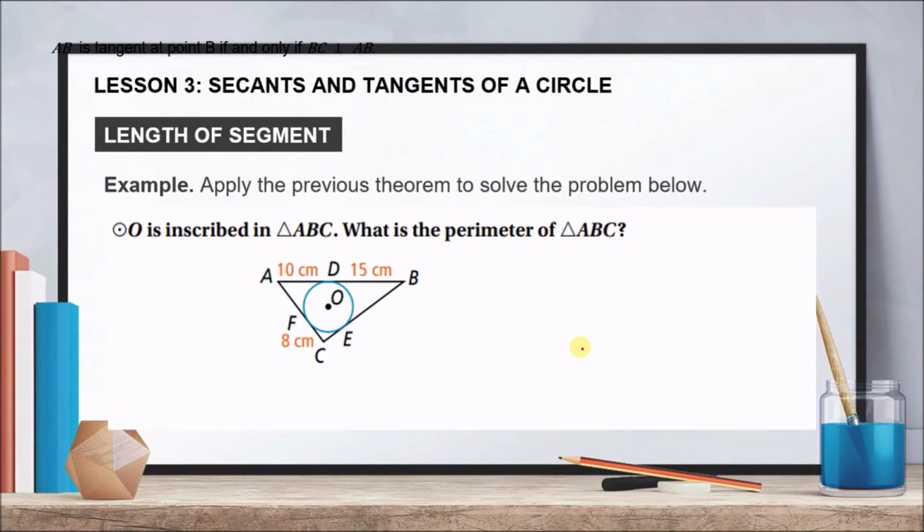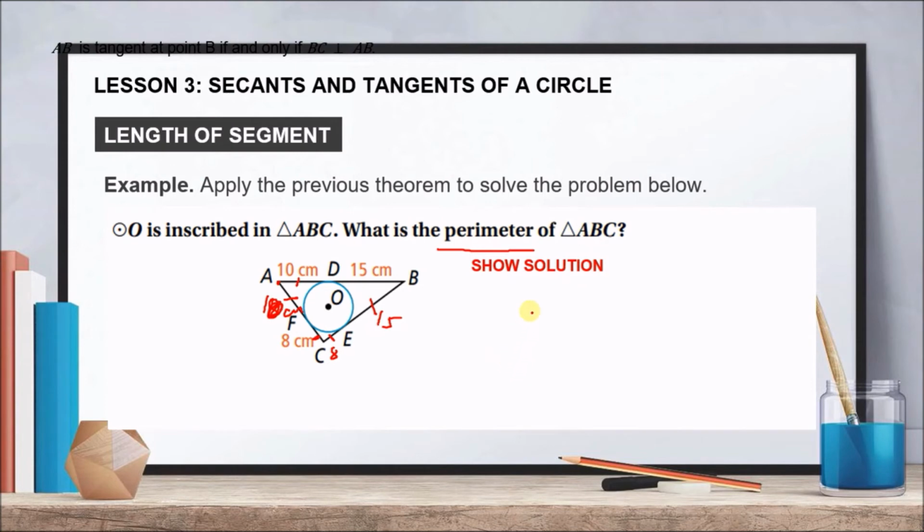And how about this? We will be applying the previous theorem again, but this time it's a further application because we will be finding the perimeter of this triangle ABC. Kagaya ng sinabi natin kanina, kapag may dalawang tangents na nag-intersect at a certain exterior point, yung tangent segments na yan ay magiging congruent. So from our given example here, kung 10 cm yan, automatically this is also 10 cm. If this is 8 cm, meaning to say this is also 8 cm. If that is 15 cm, this is also 15 cm.